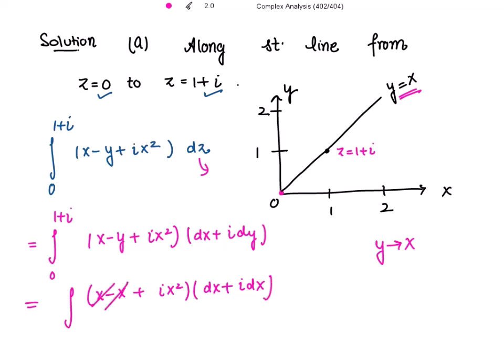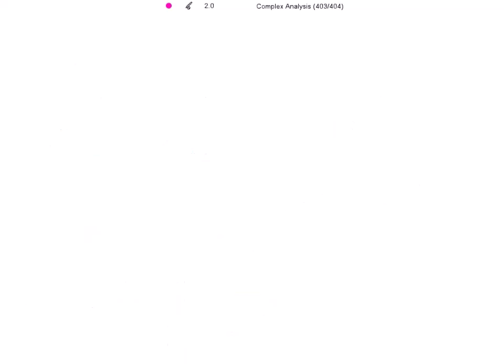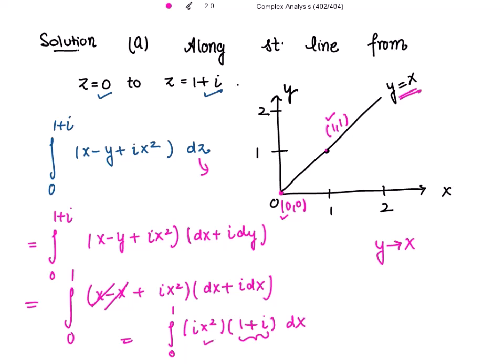And now the limits are for x only. What are the limits for x? Here I am having the point 0, 0. Here I am having the point 1, 1. So the limits of x are from 0 to 1. Is it okay? Fine. So further this is equal to the integration from 0 to 1 of iota x square, and if I take dx common, I get 1 plus iota dx. We can take this 1 plus iota outside of this integral, right? So this is equal to 1 plus iota. We can also take iota outside, and this is the integration for x square only.